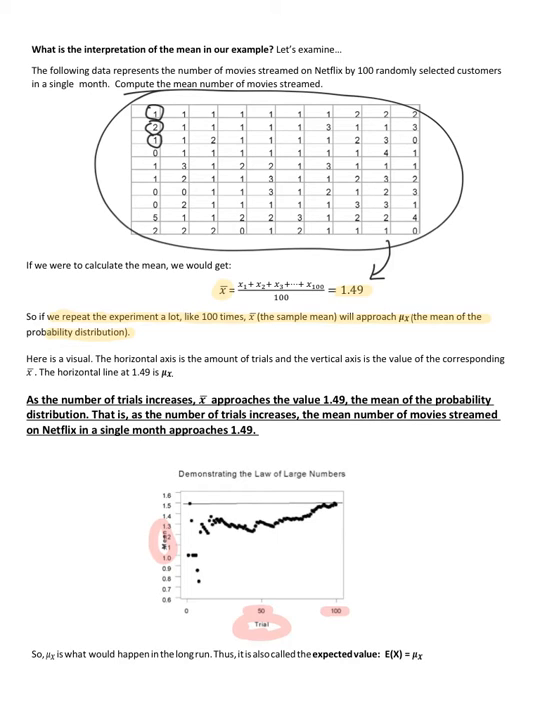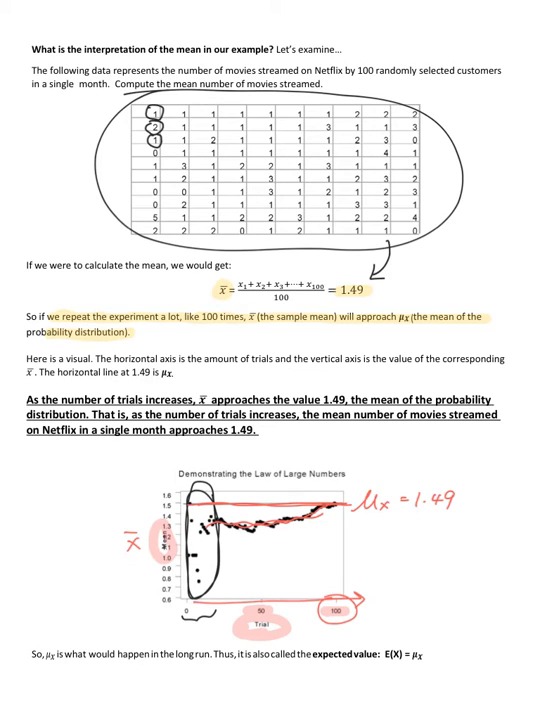All right. So when the number of trials is pretty small, let's say somewhere between 0 and 10, the mean fluctuates. You see this? It's really unstable. But as we sample more people, let's say 100, the mean becomes more stable and it approaches this horizontal line, by the way, which is mu of x. That's the value of mu of x, which is 1.49. So the mean value, x bar, will approach mu of x, which is the mean of the probability distribution.